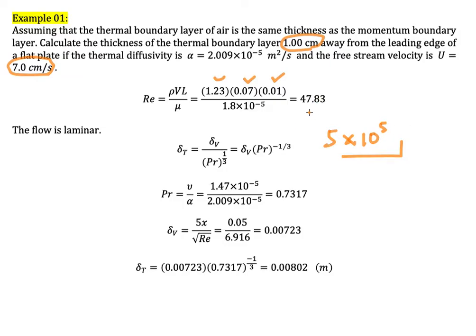And then because it is less than 5 times 10 to the power of 5, we assume that the flow is laminar, then we use this equation to calculate the thermal boundary layer thickness. So we could calculate the Prandtl number, so we substitute, and then we could calculate the velocity boundary layer thickness by using the Blasius equation, and then we could calculate the thermal boundary layer thickness as 0.00802 meters. So here again, I would like to stress, if you do not know the velocity profile, then you could use the Blasius exact solution to calculate your boundary layer thickness, because the Blasius exact solution is the representative equation for the laminar boundary layer.